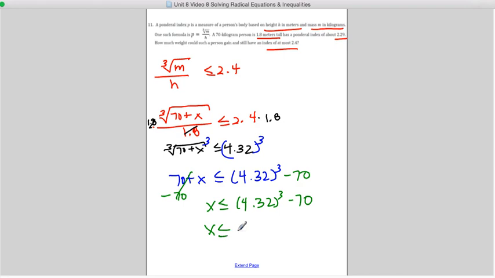So x is less than or equal to 10.622. So this means how much can they gain at most? At most, that person can gain 10.622, and this was talking about his weight, so in kilograms.